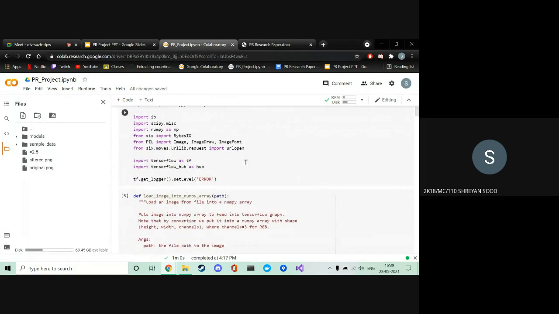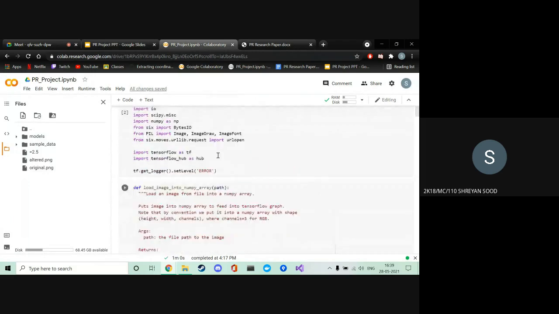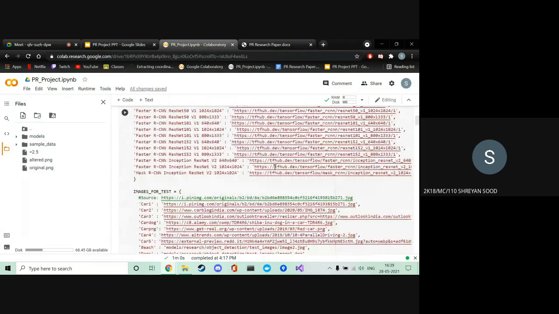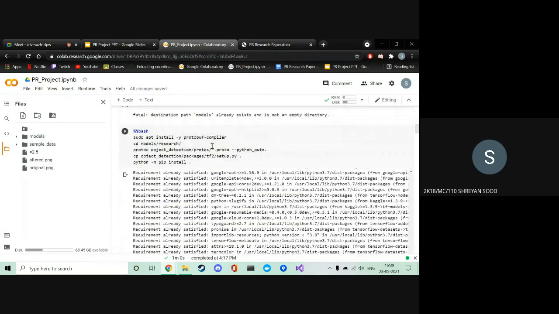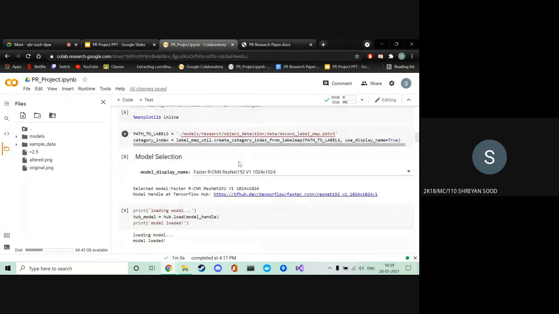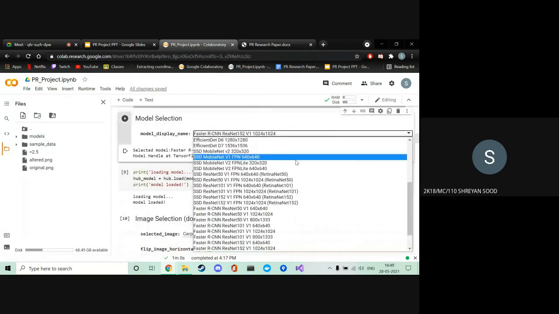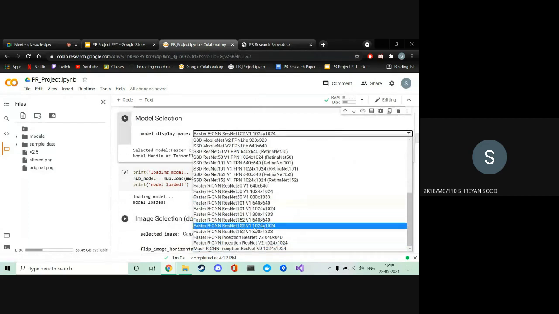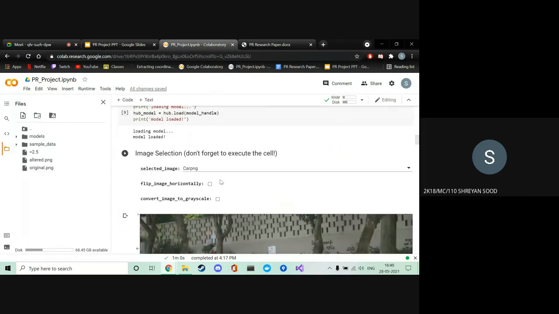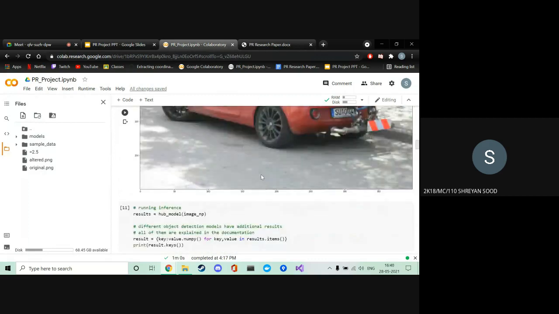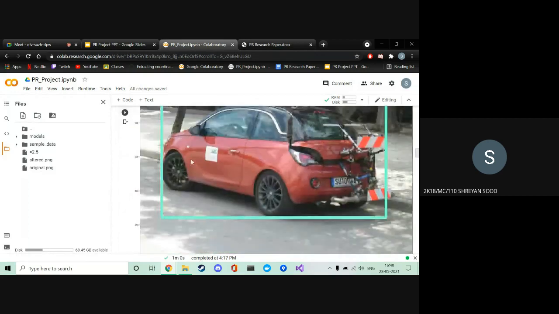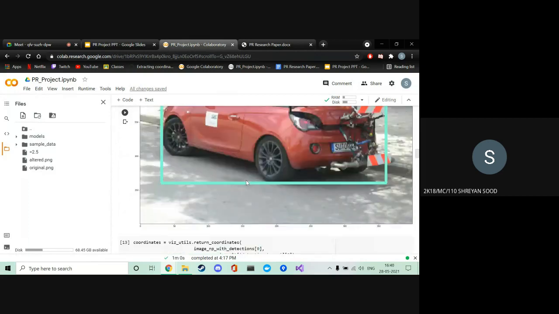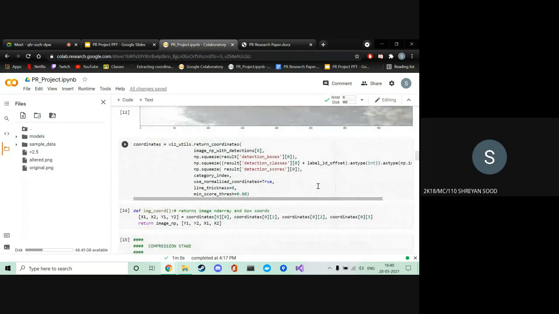So, sir, this is all following the standard documentation of the TensorFlow 2.0 object detection API, cloning the models and then importing the key functions. Here we can select the model. So we'll select Faster RCNN, the version we use, load the model, input the original image, and run object detection inferencing, and got a confidence score of 98%. This is a function we wrote to extract the coordinates.